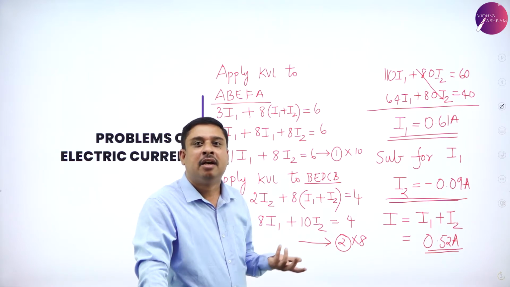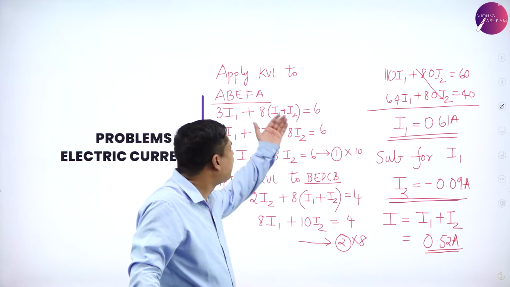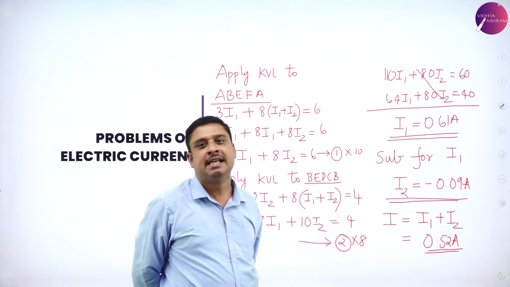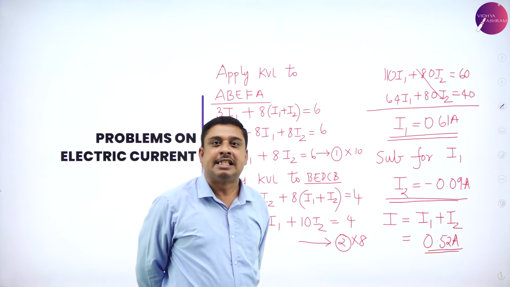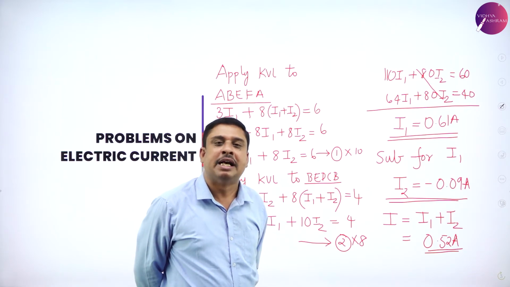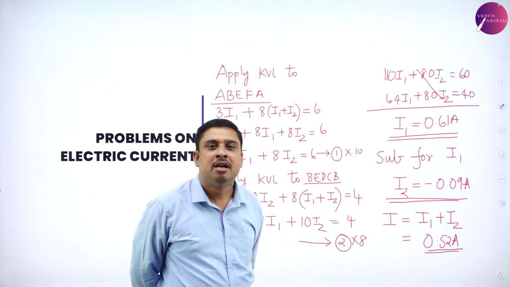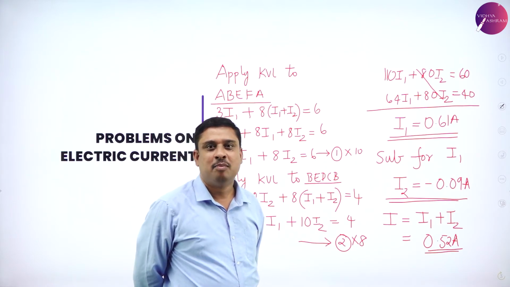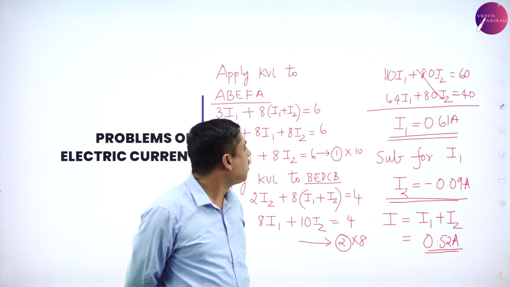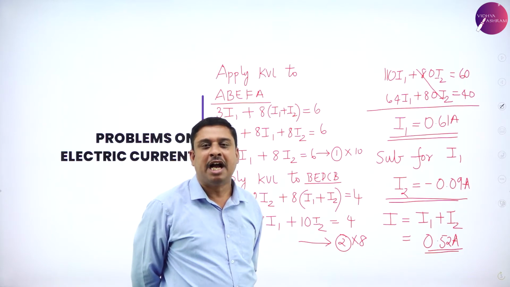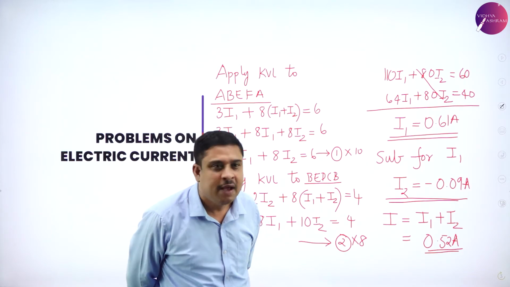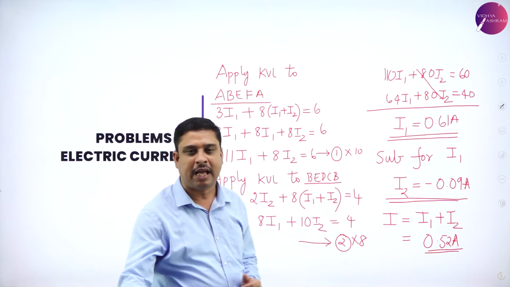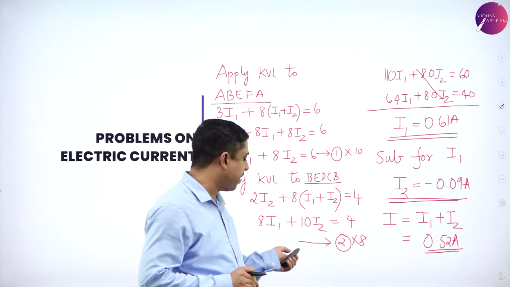knowing the rules, just frame equations, two linear equations, simplify. The simplification can also happen through something called Cramer's rule. But since you people are not exposed to that, I don't use Cramer's rule. We are familiar with simultaneous equations, so we do that. The next one.